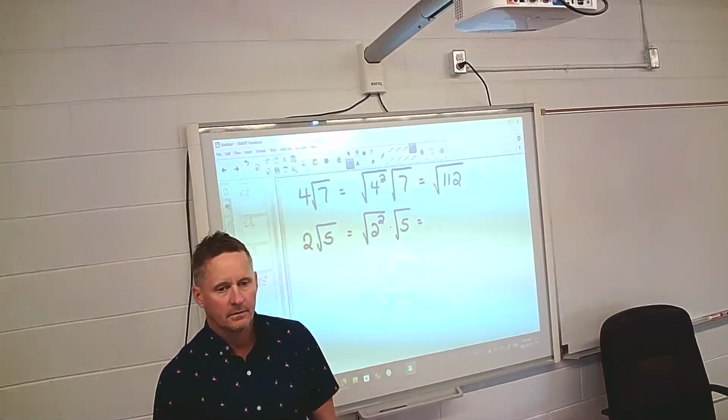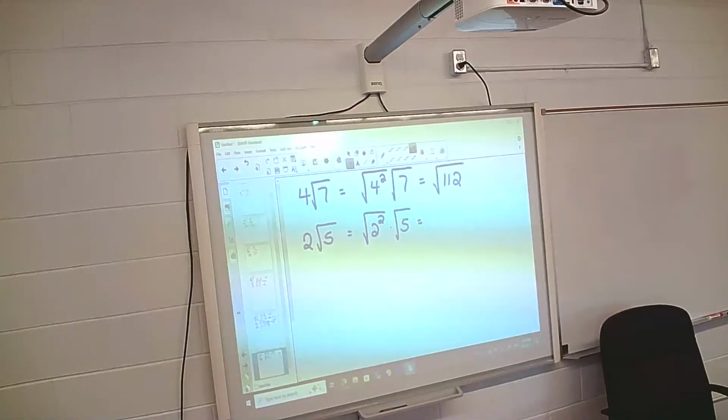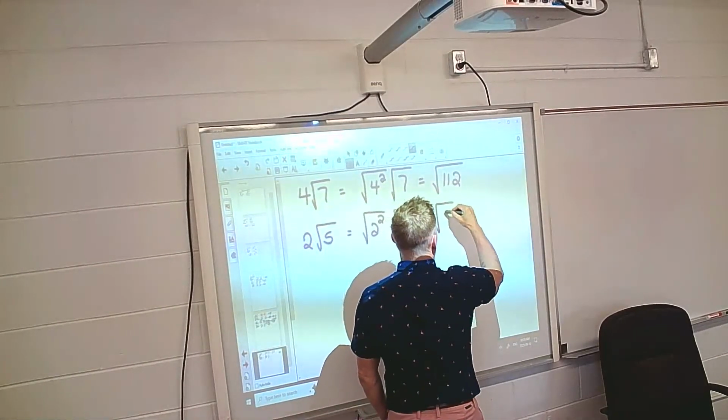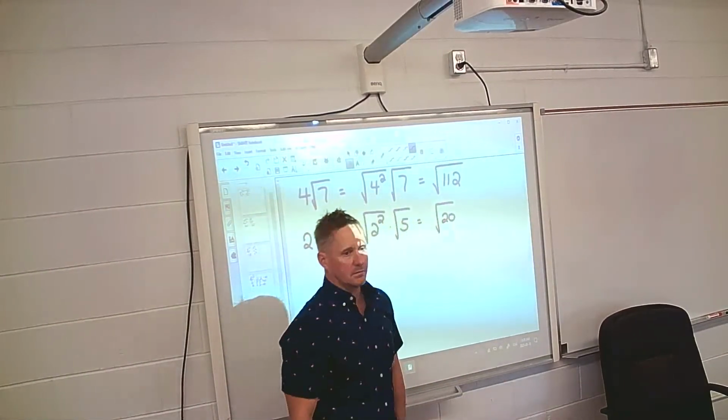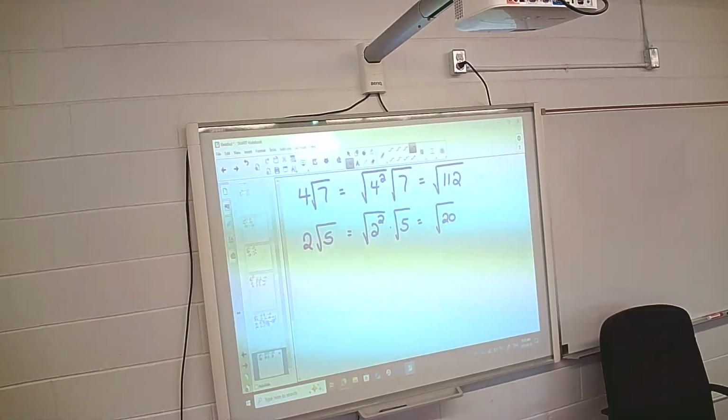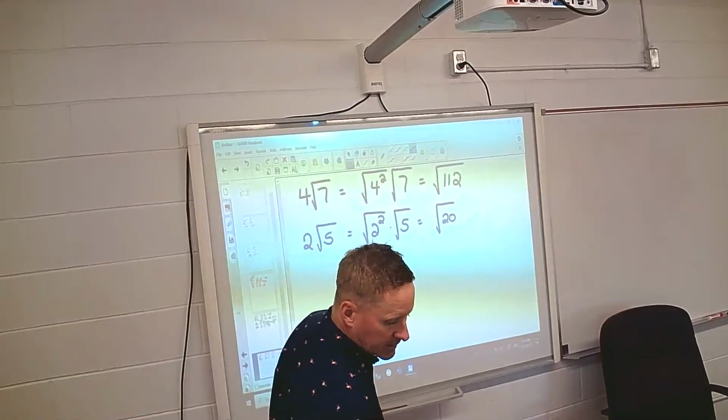Okay. What is 2 squared? 4 times 5. There. 2-step process. That's it. Okay, let's try one that's in the book.